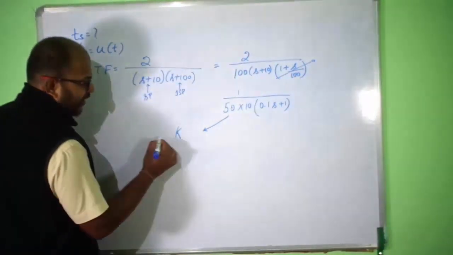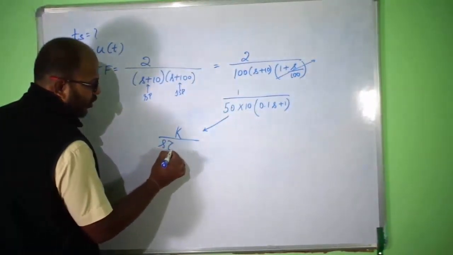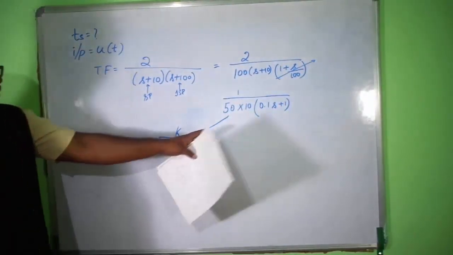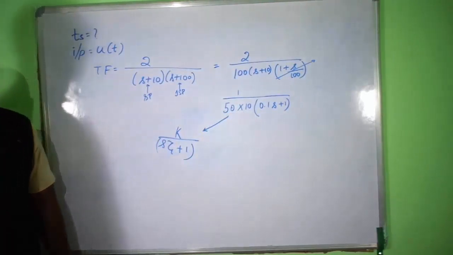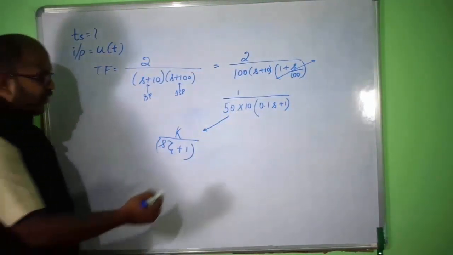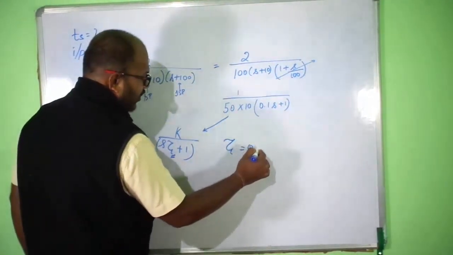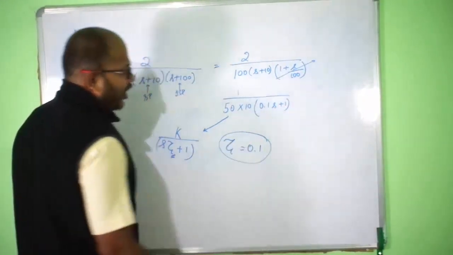That is K divided by S tau plus 1. What is K? It is gain. So the value of K is equal to 1 divided by 500, and what is the value of tau? Tau equals 0.1.